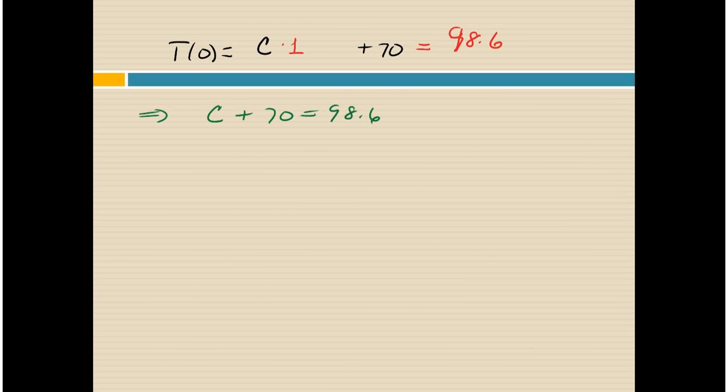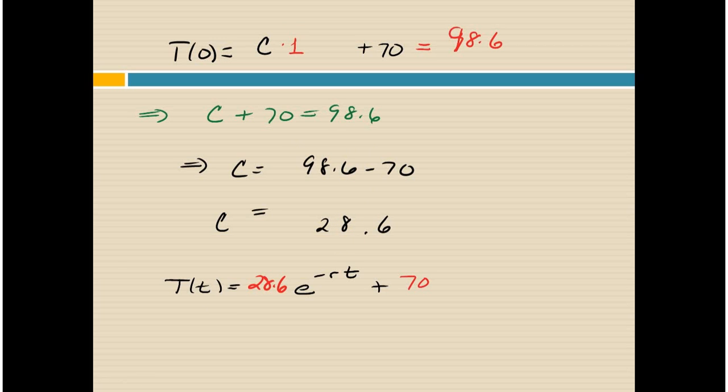So here I am now. I have this equation: C times 1 plus 70 is 98.6. And now I can solve for C. This is a simple algebra formula which you saw in the Red Hawk Learning Center. So solving for C by subtracting 70 from both sides will give me C equals 28.6. So this is what my formula looks like now. I have one more letter to get rid of, and that's R.